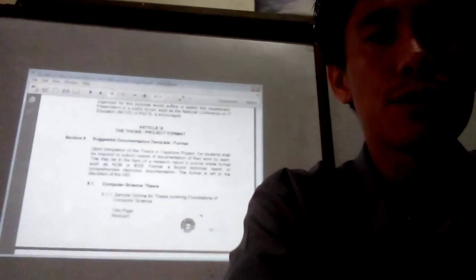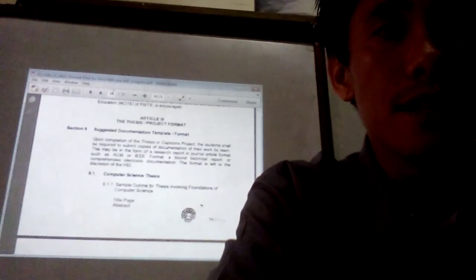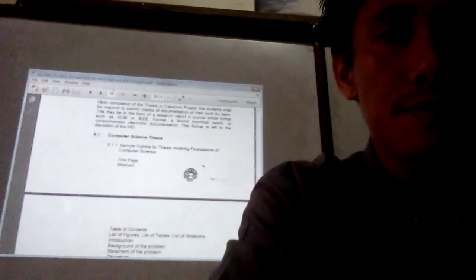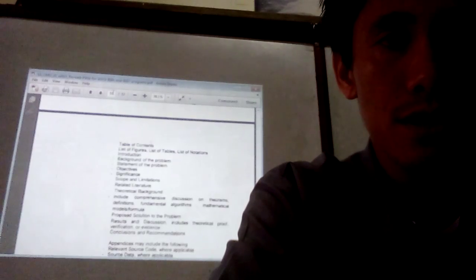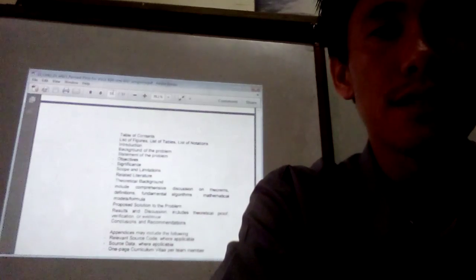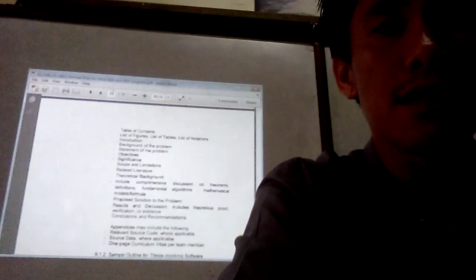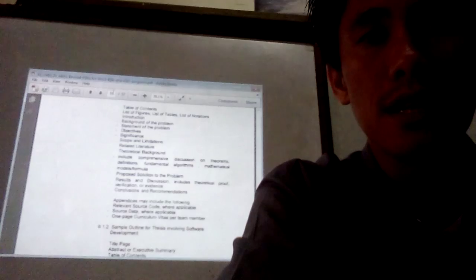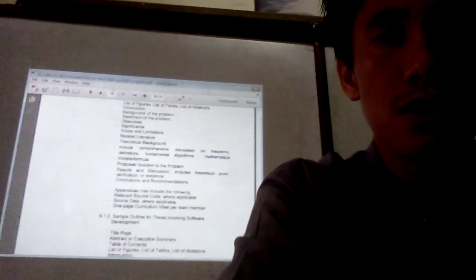There is a thesis format suggestion. Students shall be required to copy. Okay, this is the computer science thesis. We have the title page, abstract, table of contents, list of figures, introduction, background, statement of the problem, objective, significance, scope, limitation, related literature, theoretical background, which includes comprehensive discussion on theorems, definitions, fundamental algorithms, mathematical models, formula, proposed solution to the problem. Results and discussion includes theoretical proof, conclusion.